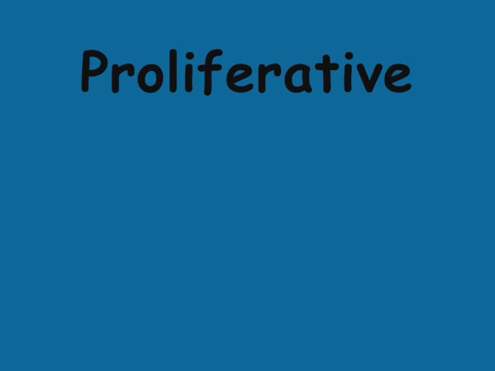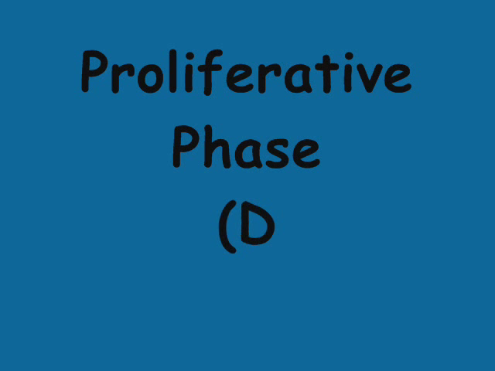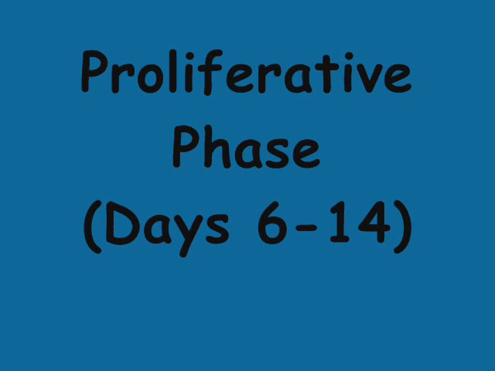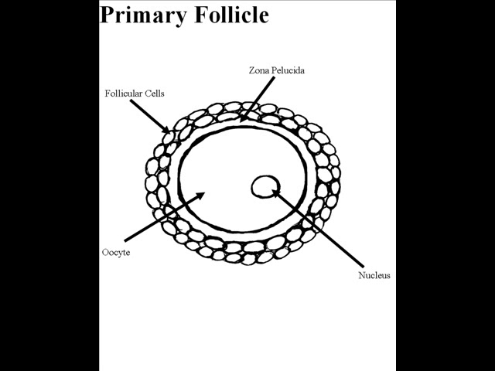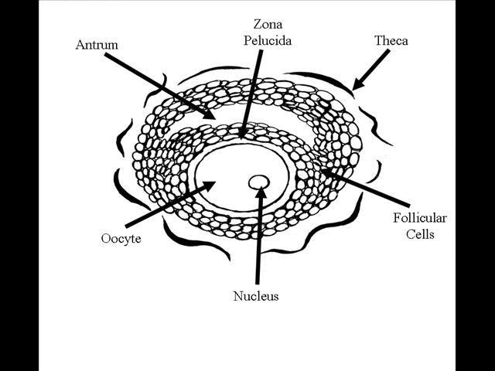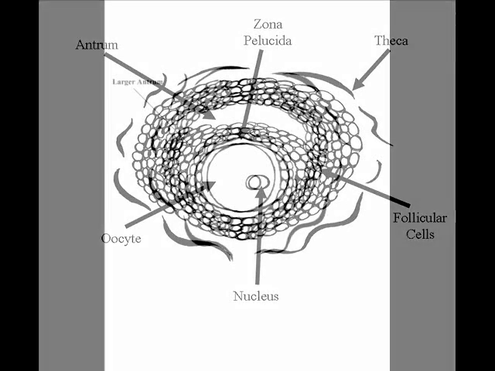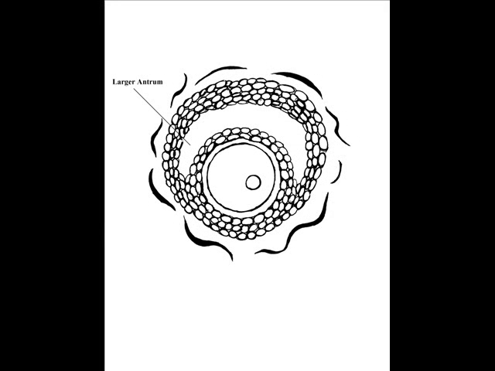Next is the proliferative phase. It occurs between days 6 and 14. Here we see the growth of ovarian follicles. The primary follicle is made up of the nucleus, oocyte, zona pellucida, and follicular cells. The secondary follicle has the same structure as before, with the addition of the antrum and thecal cells. The tertiary follicle is similar to the second. However, it has a larger antrum.